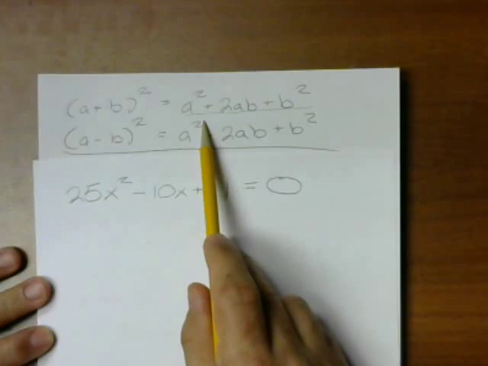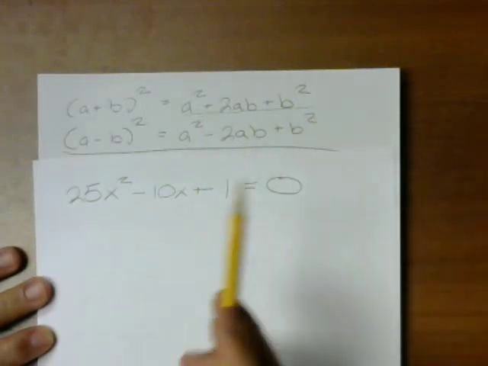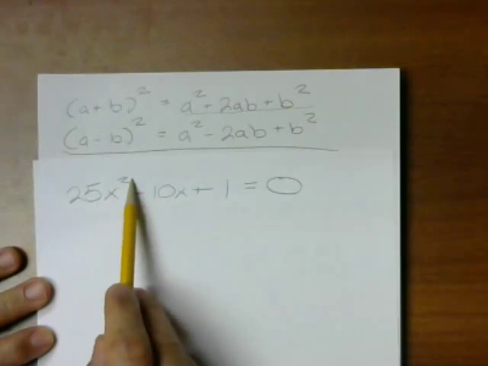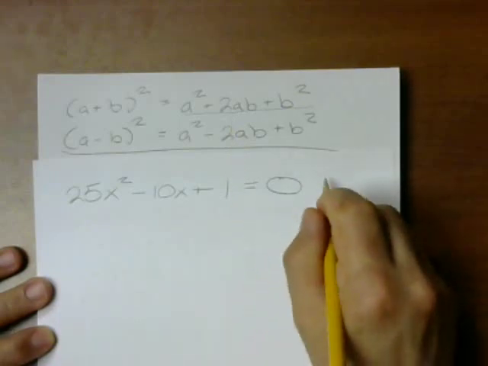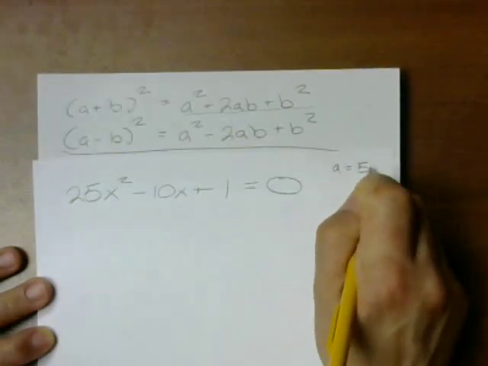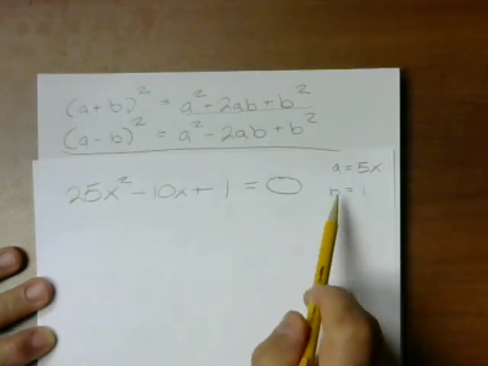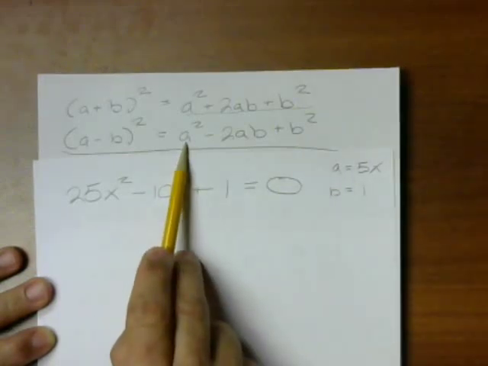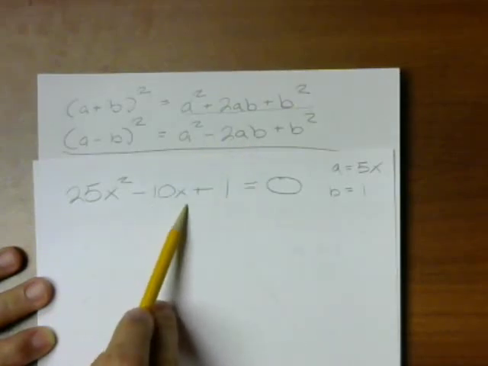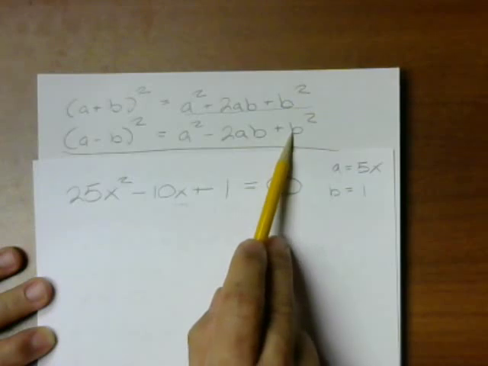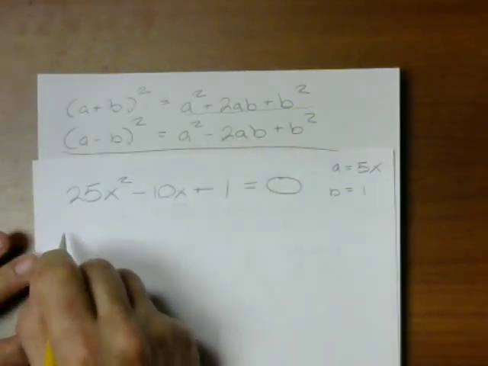So, do I have a square plus a square? Well, 1 is a square because 1 is 1 times 1. And 25x squared is a square because that's 5x times 5x. So, if a is 5x and b is 1, what do I get? I have 5x squared minus 2 times 5x, that would be minus 10x, so that fits perfectly, plus 1 squared. So this fits the second form.